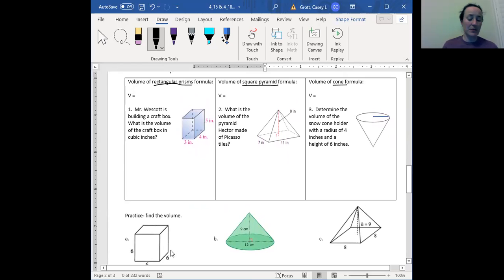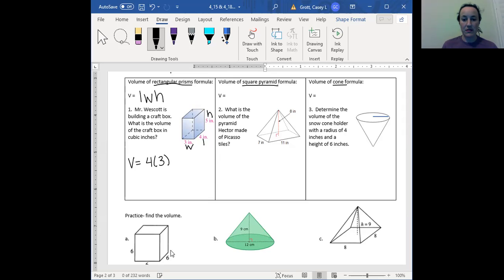So our first problem, volume of a rectangular prism is length, width, height. Everything is getting multiplied. So Mr. Westcott's building a craft box. What is the volume of the craft box in cubic inches? So here is my length. Here is my width. Here is my height. Volume is going to be length multiplied by width multiplied by height.